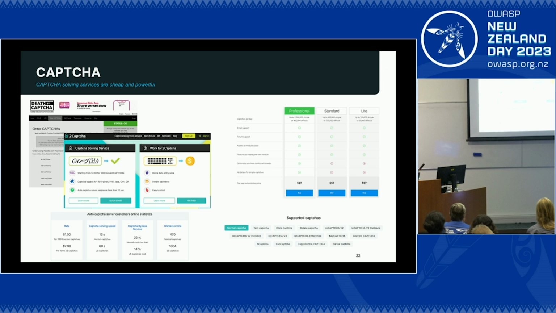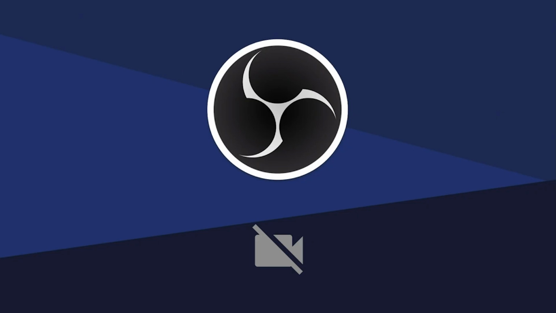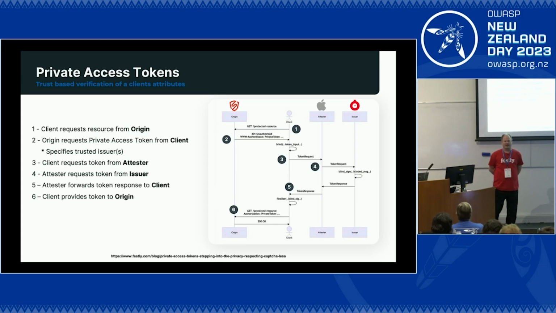There's another pretty cool tech that's starting to emerge. It's called private access tokens. It was announced by Apple 2 years ago, and it was part of a working group with Apple, Fastly, Cloudflare, and a few others.